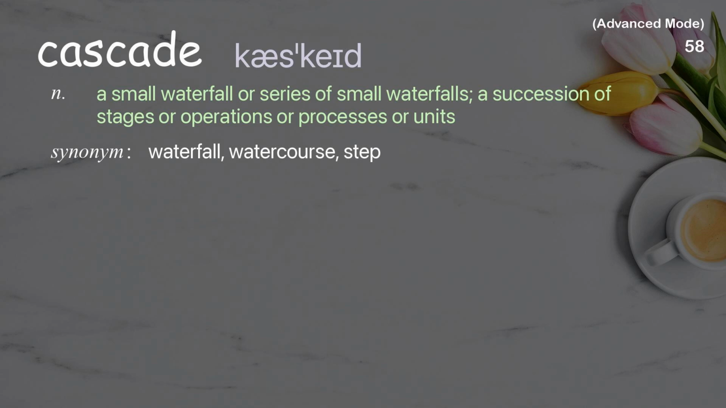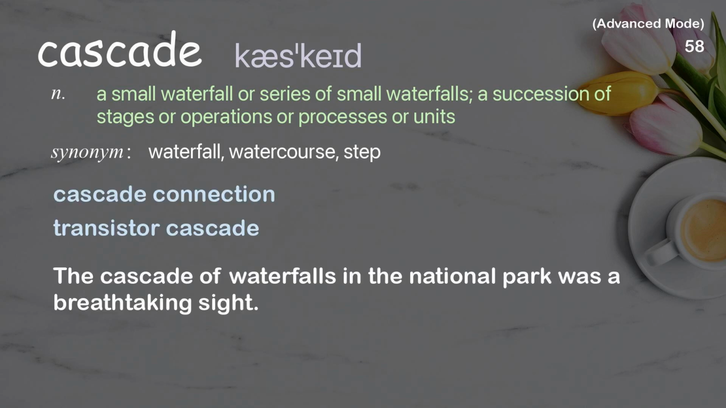Cascade. A small waterfall or series of small waterfalls, a succession of stages or operations or processes or units. Examples: Cascade connection, transistor cascade. The cascade of waterfalls in the national park was a breathtaking sight.